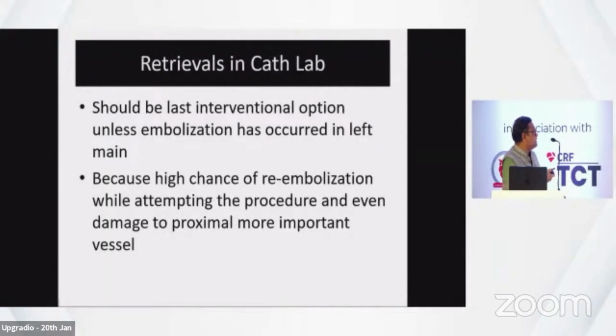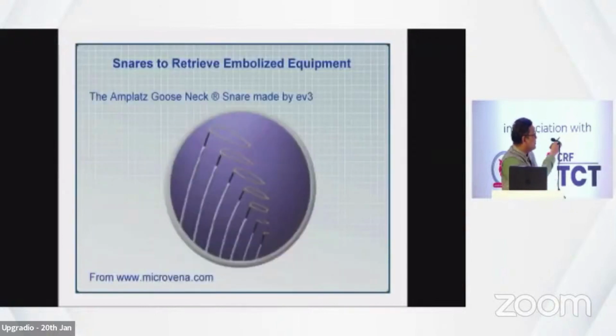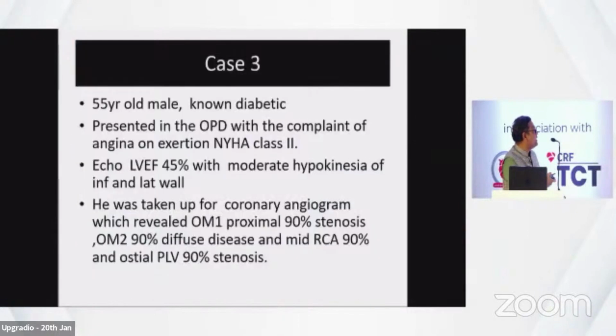Now coming to the retrievals, as I said, they should be the last option because there is a high chance of re-embolization, also into a more proximal part, and also injury to the proximal vessel. So these two risks are ever present. But many techniques can be tried: balloon catheter technique, two-wire technique, hairpin trap technique, homemade loops, small loop snares, embolised gooseneck, and other types of snares. So I think many options are there. But as I said, this is the last option. And you can see many types of snares are also available.